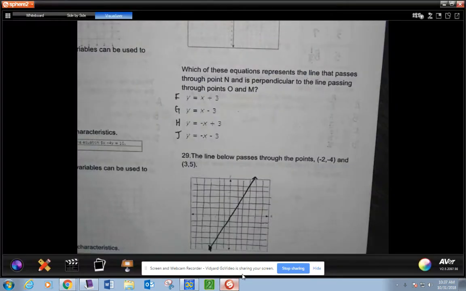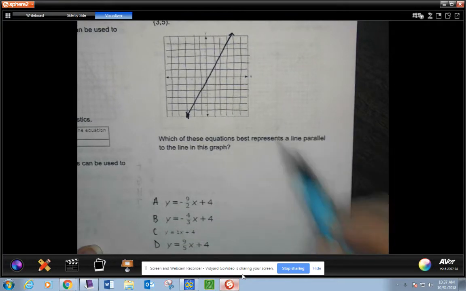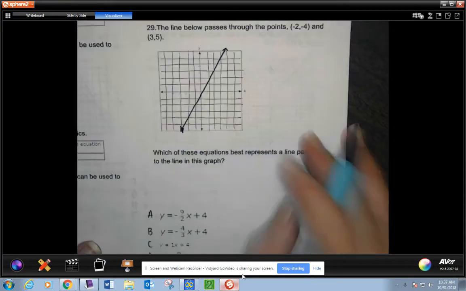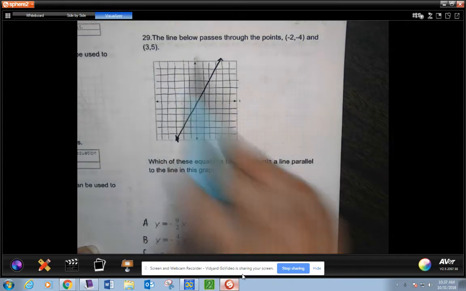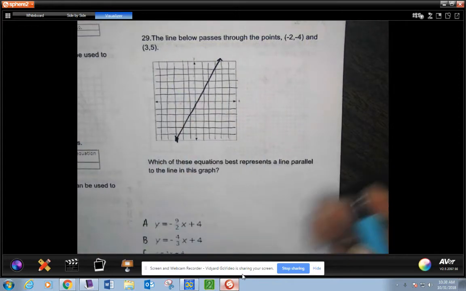Okay, guys, so here are the last few questions that y'all missed. I'm going to do 29 through 33. Some classes got past 29, some classes are at 29. So when you're working 29, the line below passes through the points -2, -4, and 3, 5.